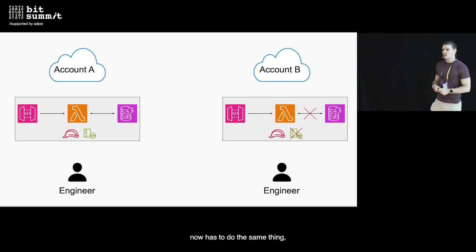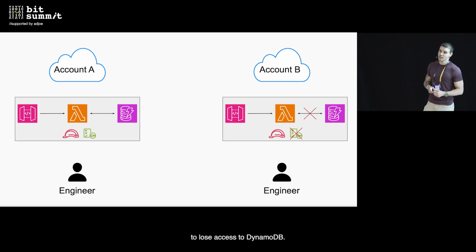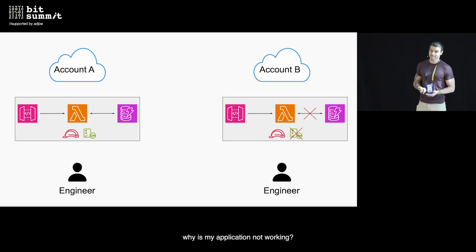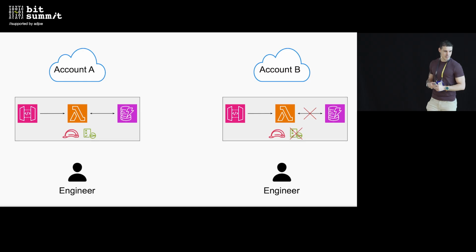But the same engineer now has to do the same thing, but in account B or in another region. But for some reason, he forgets to give policies to this Lambda function, which will cause this function to lose access to DynamoDB. And we all know that these things are only found out when you go to production, right? And your clients say, wait, why is my application not working? Yeah, you forgot something there. And the worst part is that trying to debug this is a nightmare.